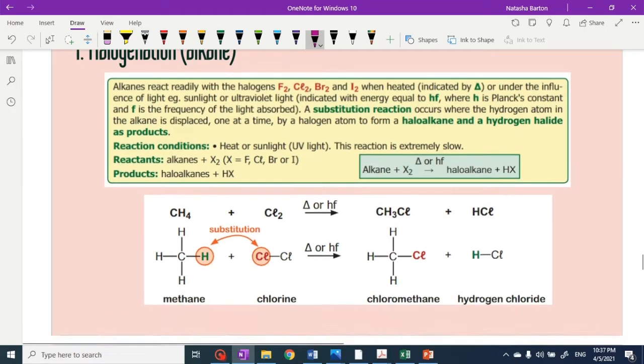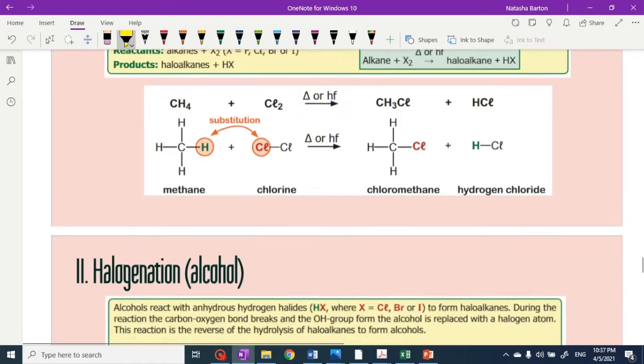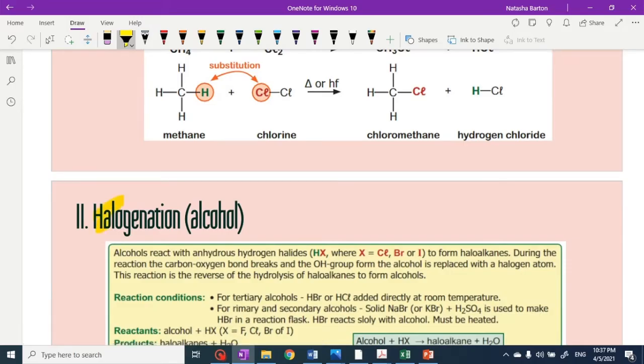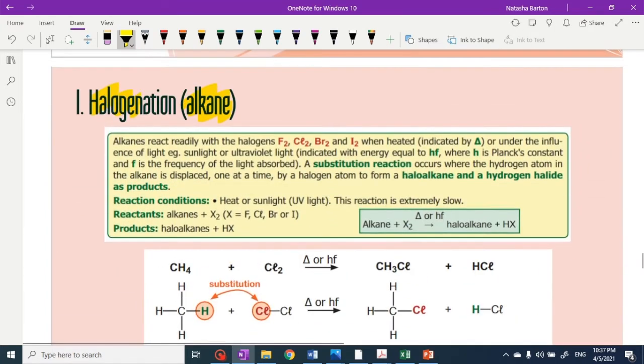So halogenation, as you know, the term halogenation indicates that we are dealing with halogens. We are going to study two types of halogenation. The first type involves an alkane, and the second type of halogenation is going to involve an alcohol. So let's start with the first type of halogenation.